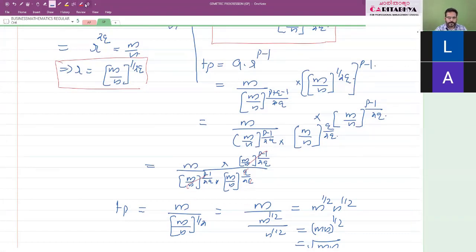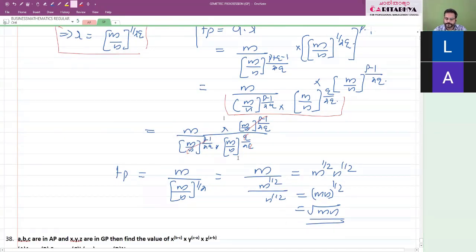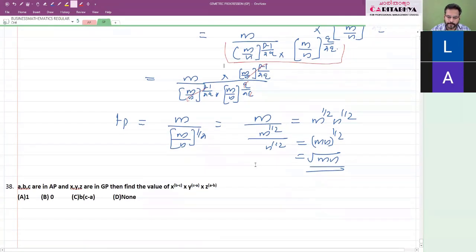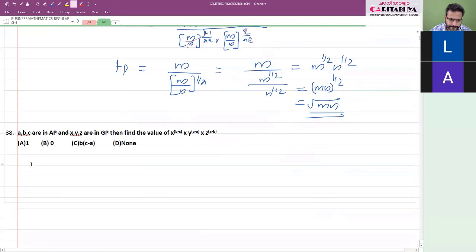So that important step is p plus q minus 1 divided by 2q, into p minus 1 over m by n, q divided by 2q, in the format expressed as an important step. Clear on the question? Yes, sir. So root of mn. Then last question.